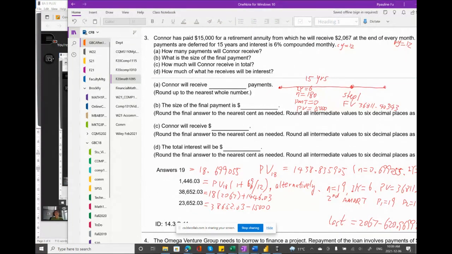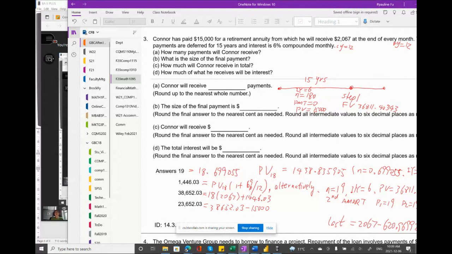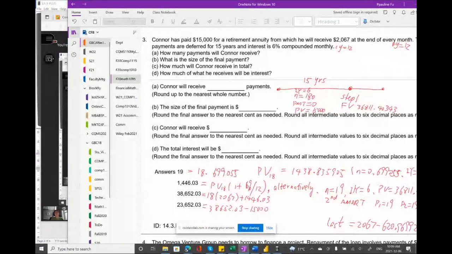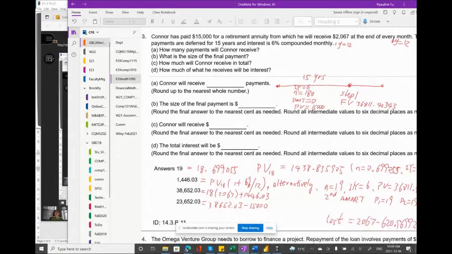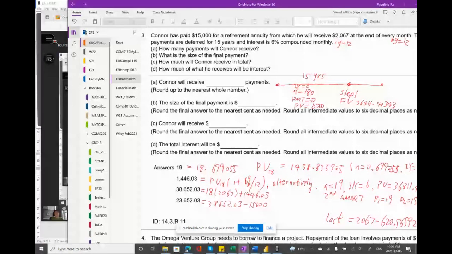So let's see. Connor has paid $15,000 for a retirement annuity, from which he will receive.